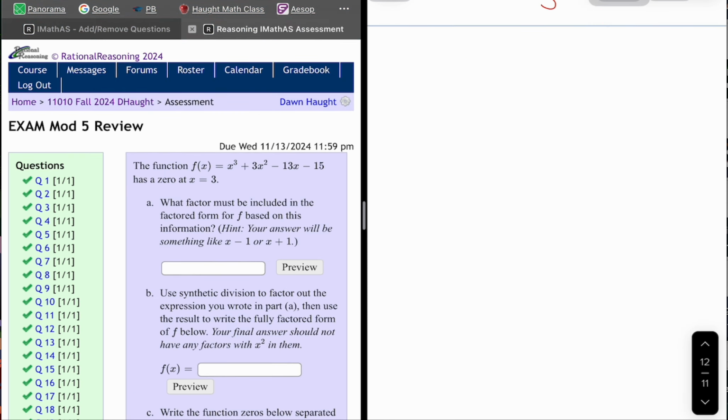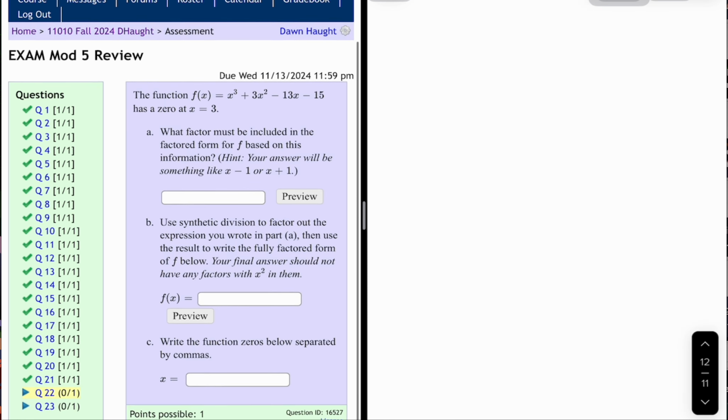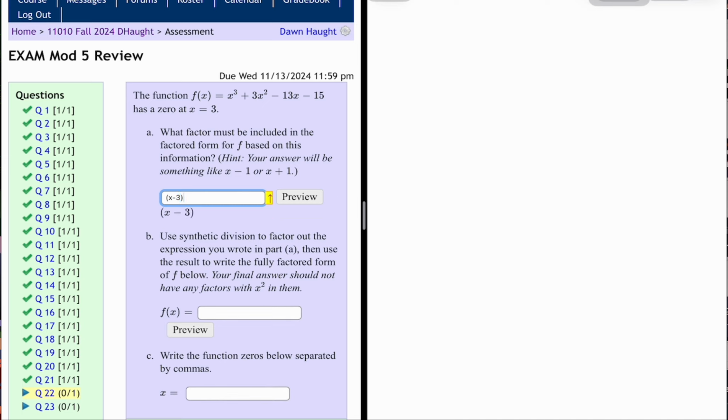Question 22 says that we have a function that has a 0 at x equals 3. What factor must be included in the factor form for f based upon the information? Well, if 3 is a 0, then x minus 3 must be a factor. And then it says to use synthetic division to factor out the expression you wrote in A, and then use it to write the fully factored form.